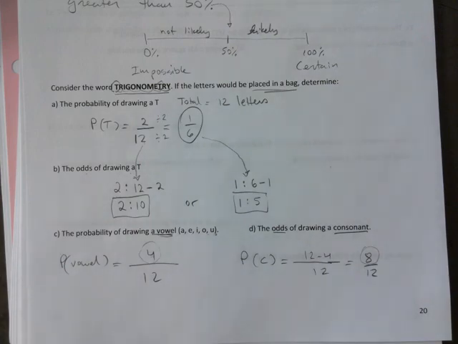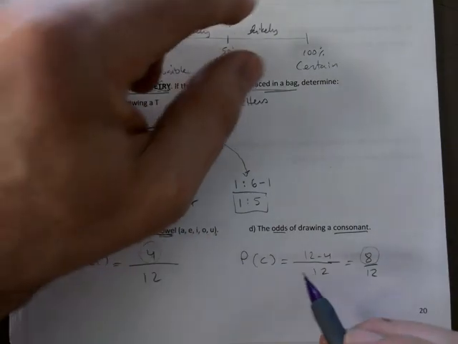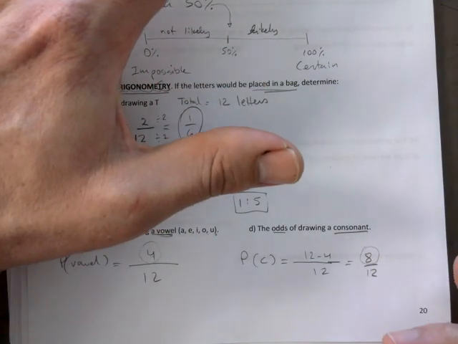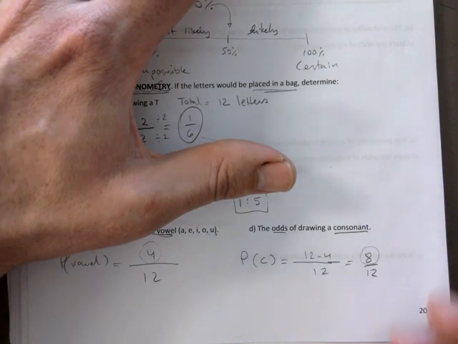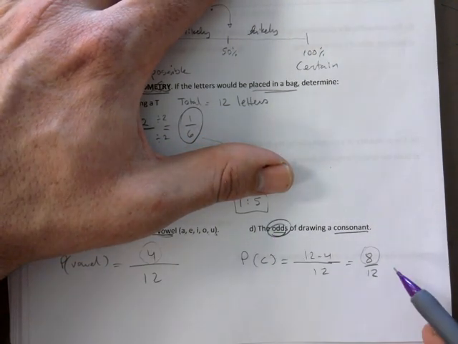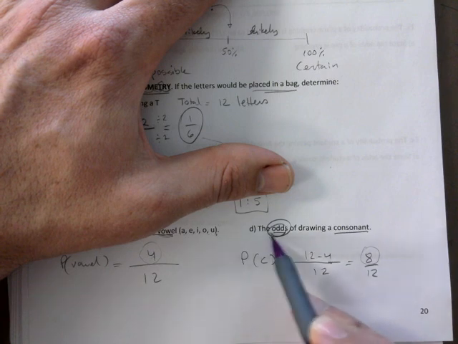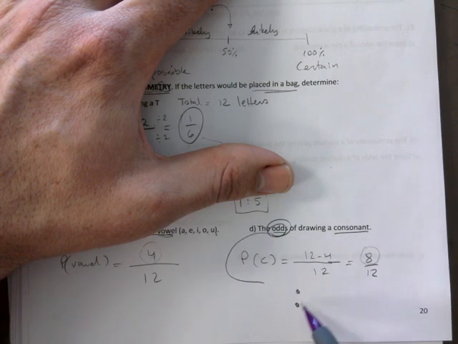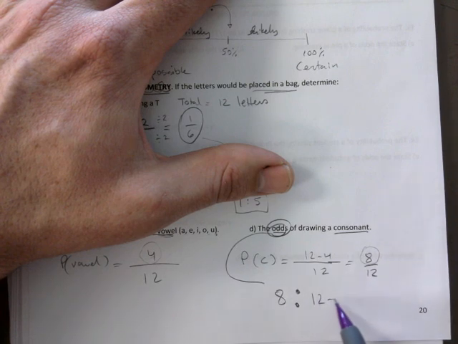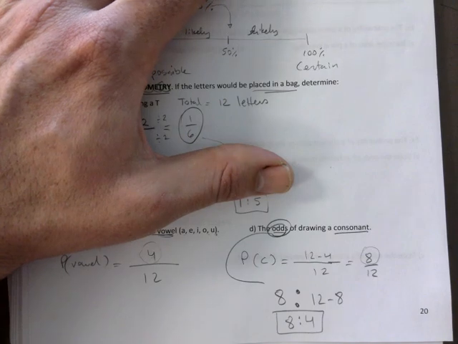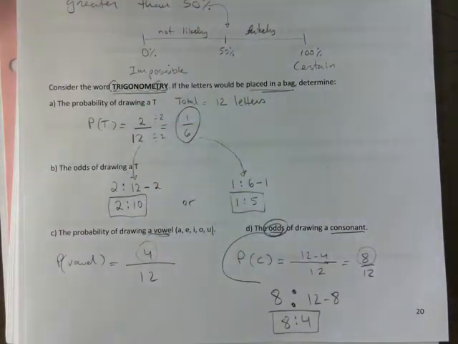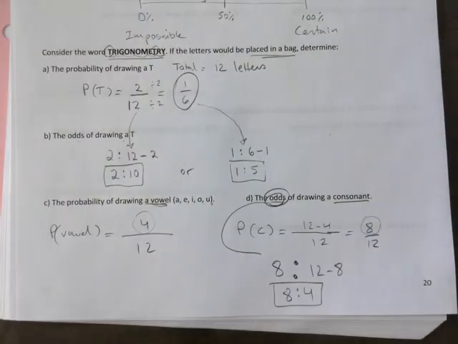Oh, sorry. You're right. I'm wrong here. I'm kind of getting there, but yeah, odds. So this is my bad. You want 8 to 12 minus 8, 8 to 4. That's what you wanted there. My bad. Good catch, Kenneth.